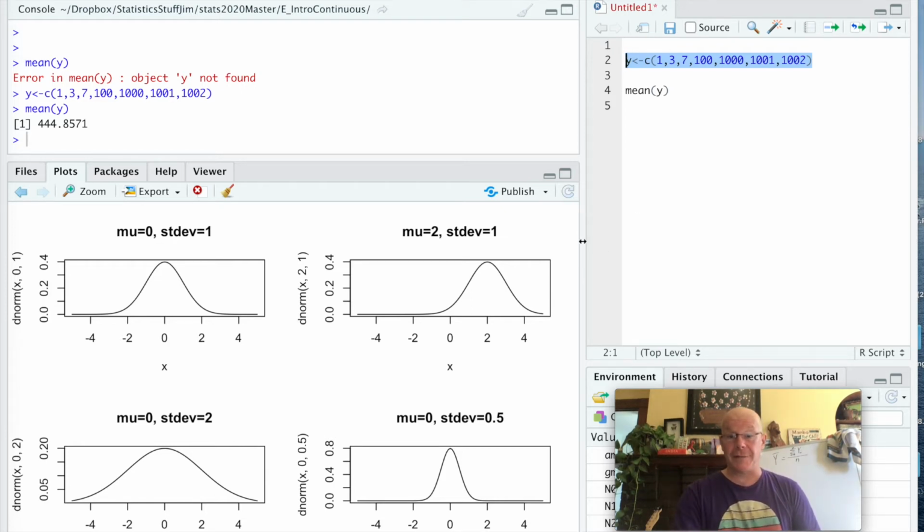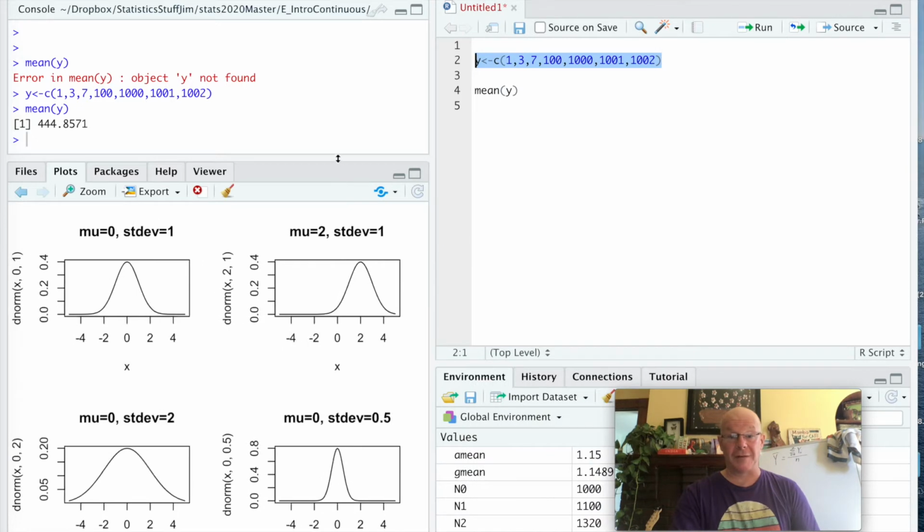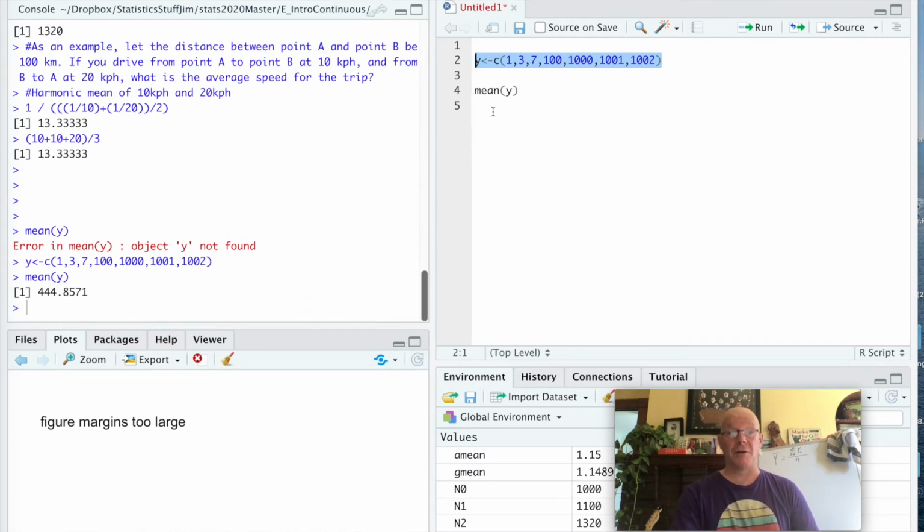They just don't fit into the probability density function of a normal distribution. And the first one I want to mention is the median. The median is simply the middle value of an ordered data set. So here we have an ordered data set of 1, 3, 7, 10, 100, 1,000, 1,001, 1,002. The median is going to be the middle point of that, which is probably going to be 100 because there's 3 values on one side and there's 3 values on the other.